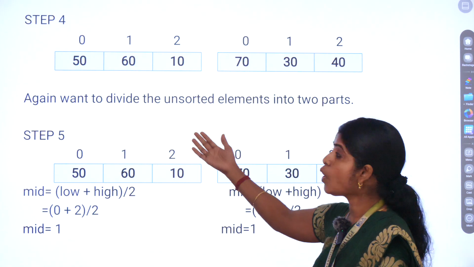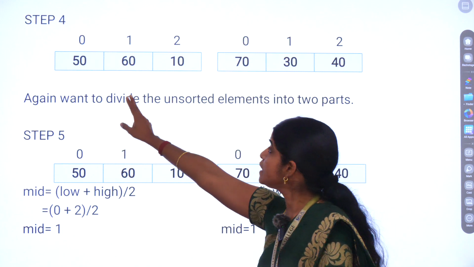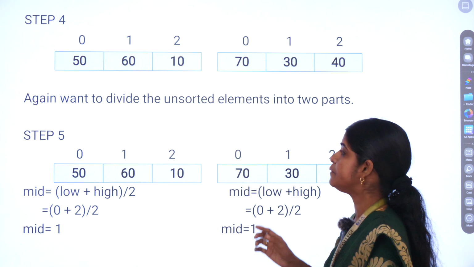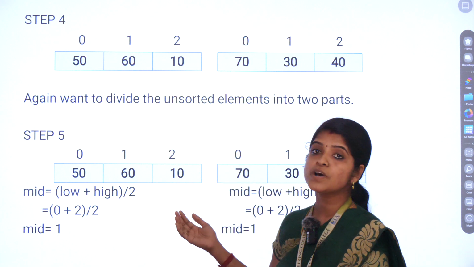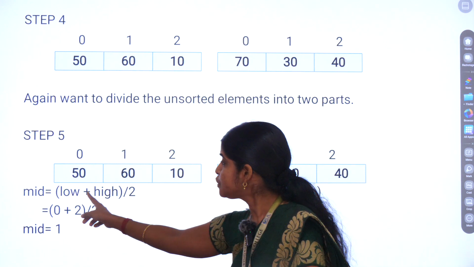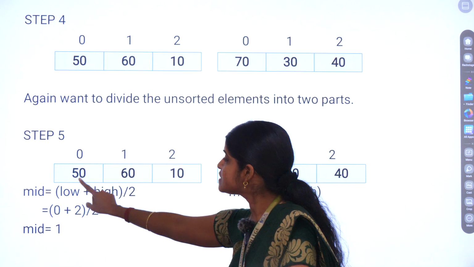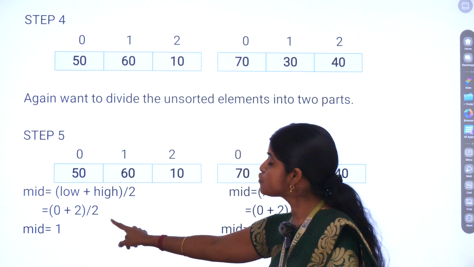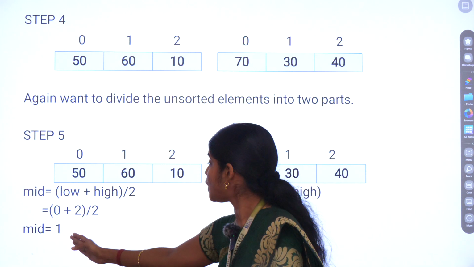Then again we want to divide the unsorted elements into two parts, which is nothing but 50, 60 and 10, and then 70, 30 and 40. Again we want to continue the same process. For each subpart we want to calculate the mid value. Here mid is equal to (low plus high) divided by 2, where the low index value is 0 and the high index value is 2. So (0 plus 2) divided by 2 gives us 1. Now the mid value is 1.